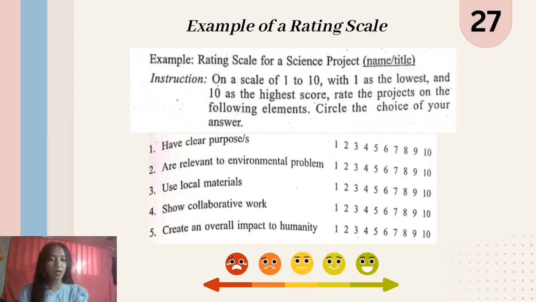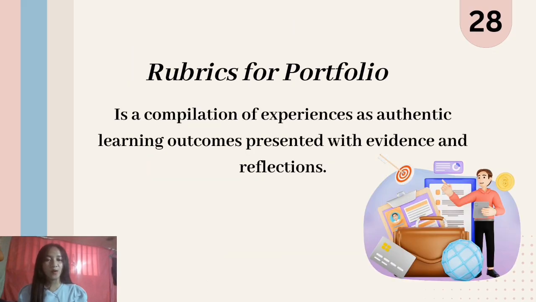This is one example of a rating scale where we can see various criteria, like number one, have clear purposes, are relevant to environmental problems. So these are the criteria, and we have here scales ranging from 1 to 10. Now, let's proceed to the third and last type of performance assessment tool. We have here rubrics for portfolio.